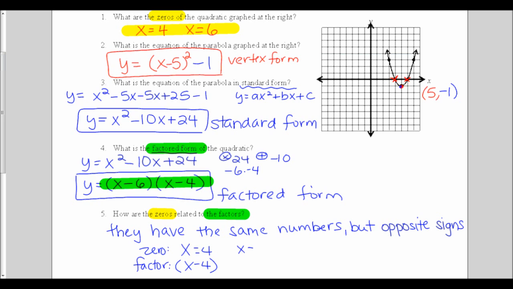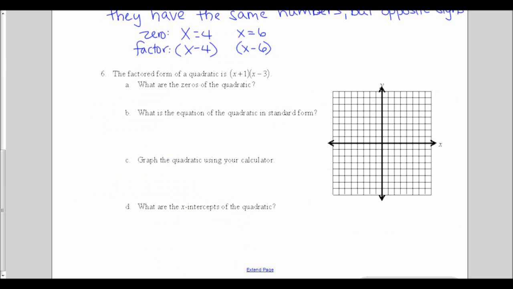If my 0 was x equals 6, then my factor was x minus 6. In question number 6, we're starting with the factors of a quadratic. The factors of the quadratic are x plus 1 and x minus 3.